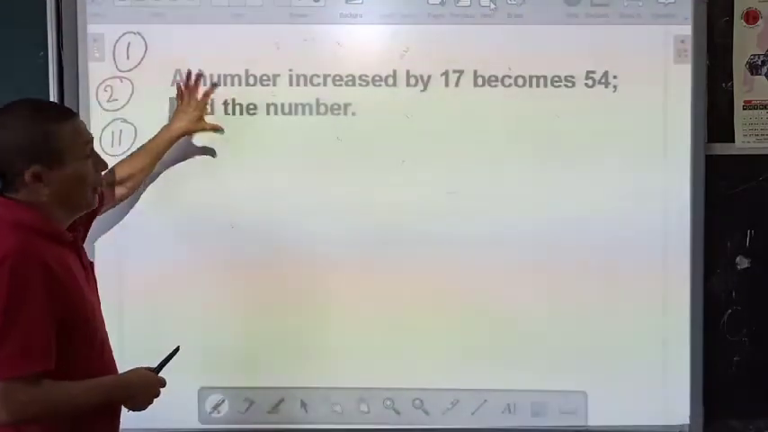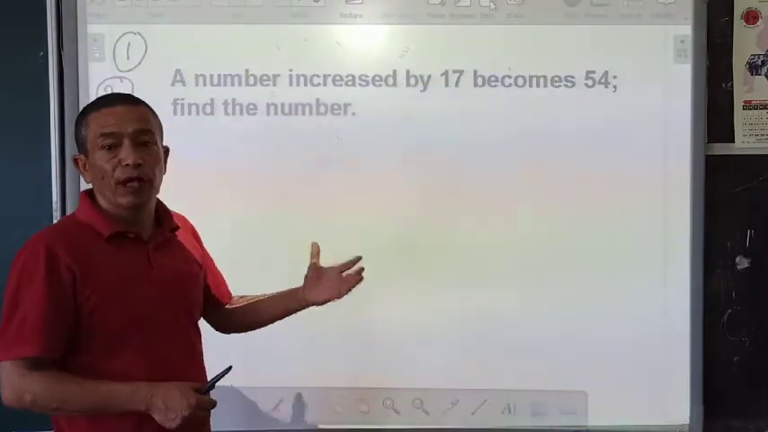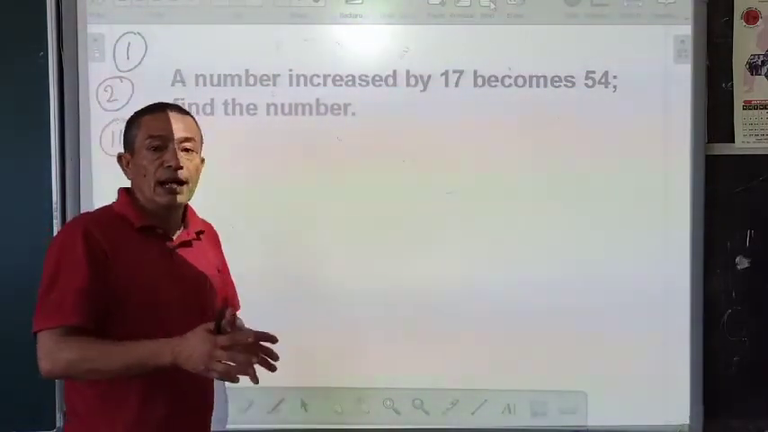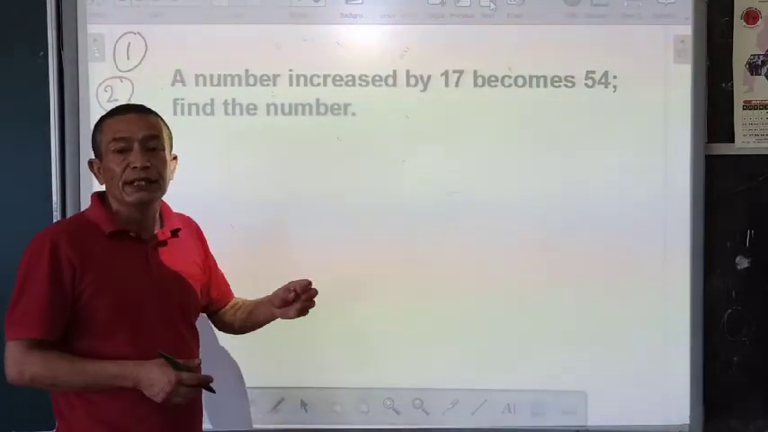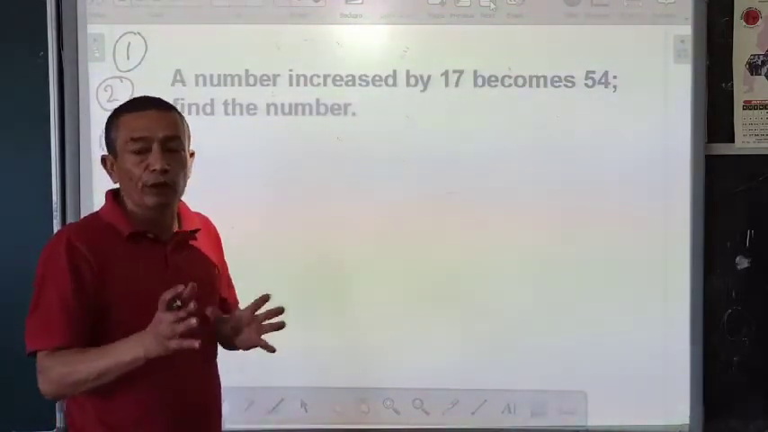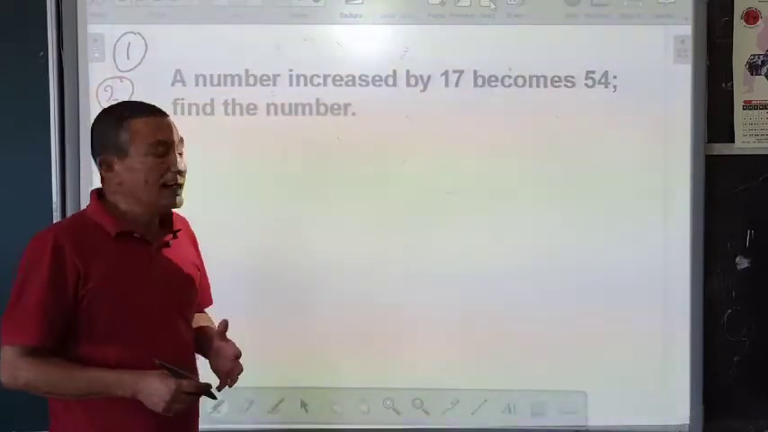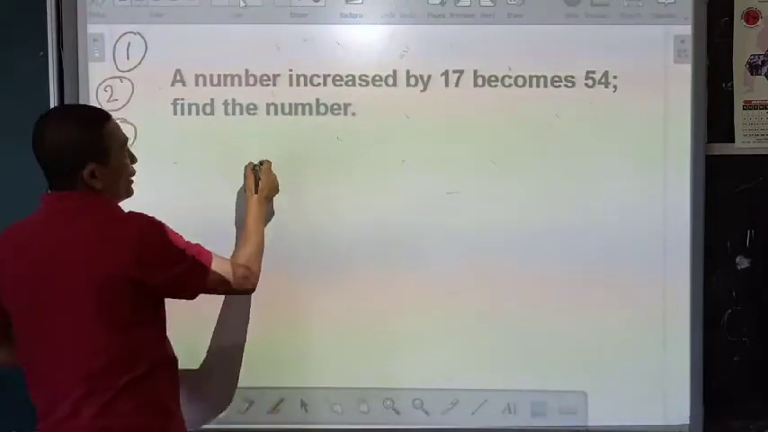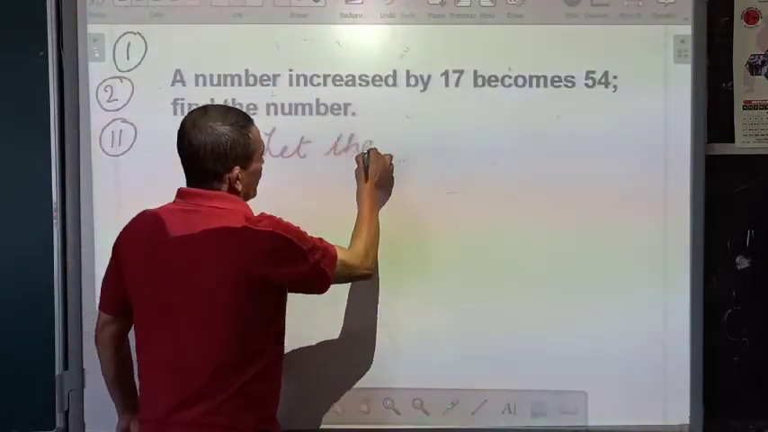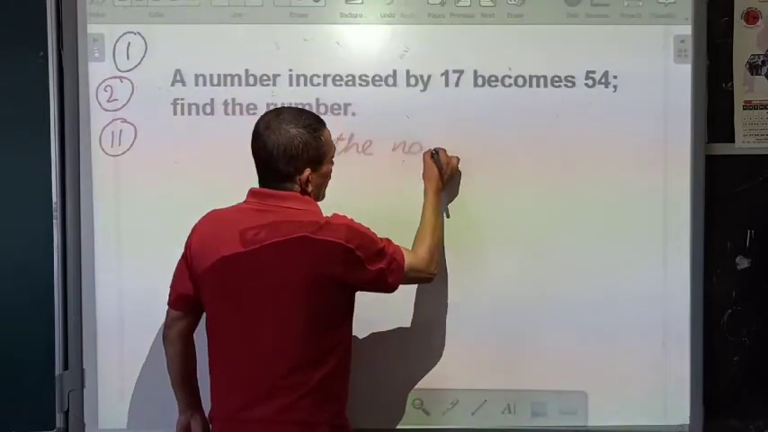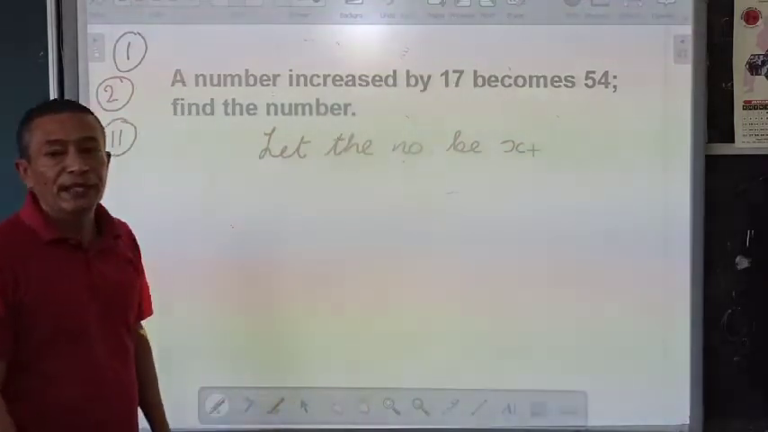So now there is a number. We don't know the number. So we take that number to be x, or we are taking the value of that number to be x, y, z, whatever you want to name it. But as an example, I'm taking it to be x. So the first thing we do is let the number be x. So we are assuming the number to be x.